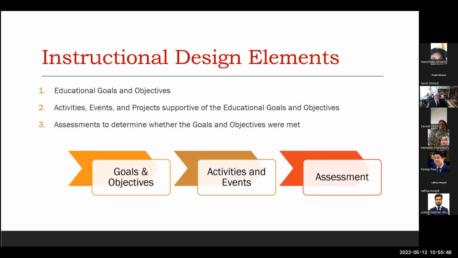So you have your goals and objectives, you have your activities and events that support the learning and reaching of those goals and objectives. And then you have some format of assessing whether or not they got it, whether or not your young scholars understand what you were trying to teach. And then there's this feedback loop in instructional design that allows you to go back and retool things next time.